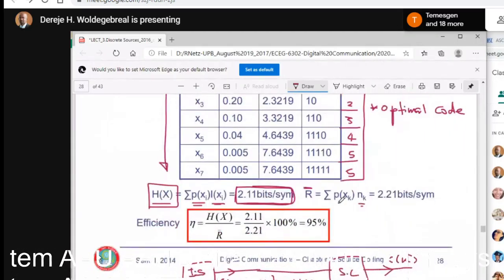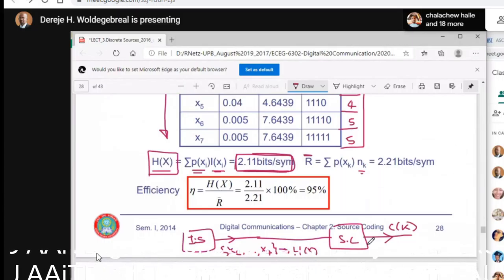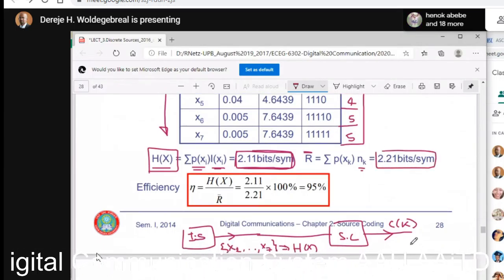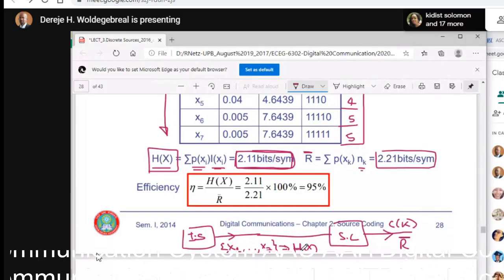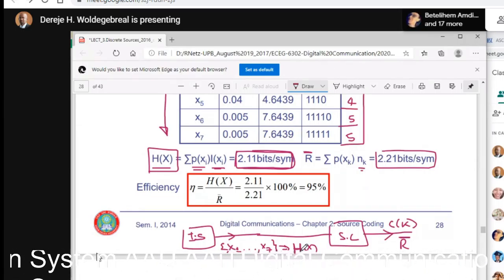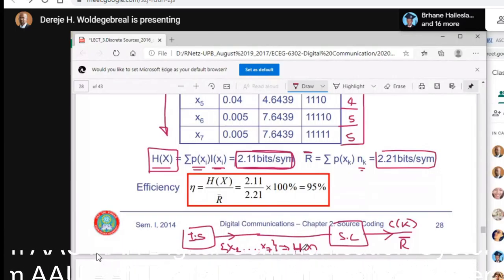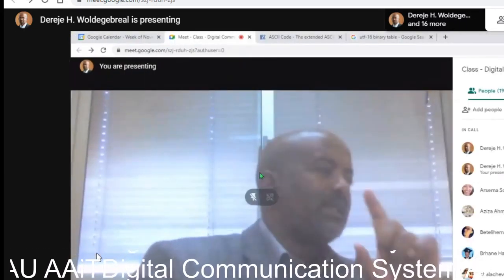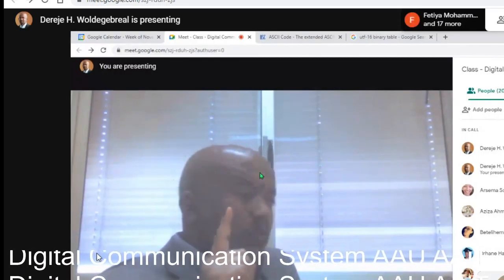Okay, so sum of n_k times probability of p_k, if you take the summation: 2 times 0.35 plus 2 times 0.3 and so on, you do the math and then you would get 2.11. Okay, so this is R bar. You have to clearly differentiate H of X from R bar. R is the average number of bits assigned per symbol. H of X is the average number of bits contained in each symbol.